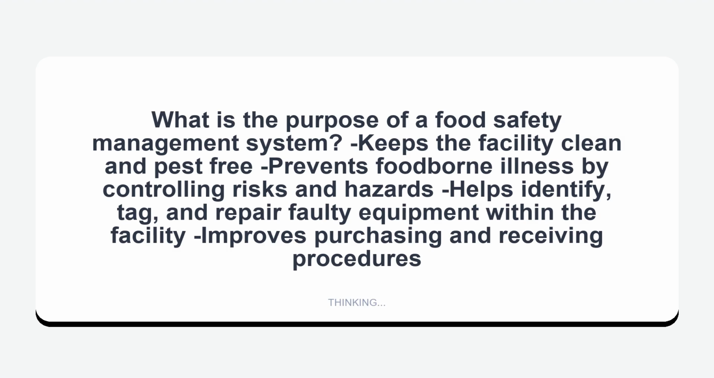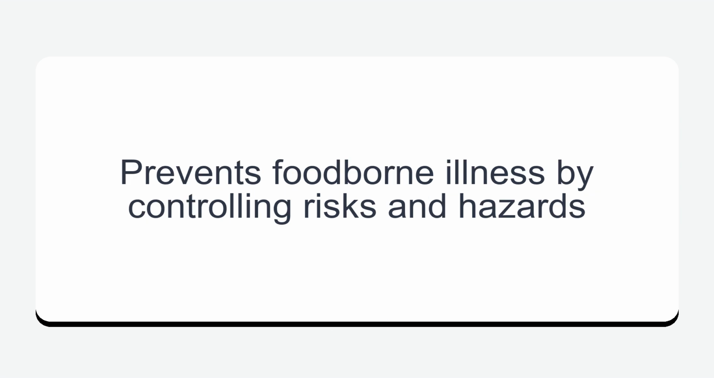What is the purpose of a food safety management system? Keeps the facility clean and pest-free, prevents foodborne illness by controlling risks and hazards, helps identify, tag, and repair faulty equipment within the facility, improves purchasing and receiving procedures. Answer: prevents foodborne illness by controlling risks and hazards.